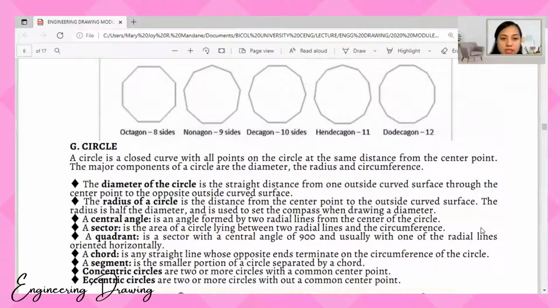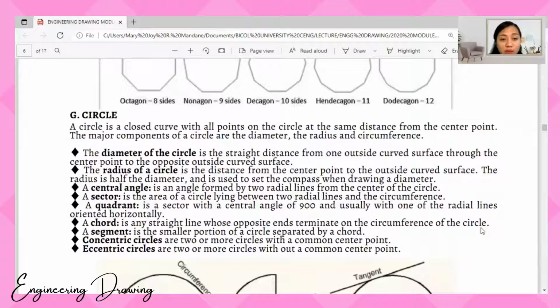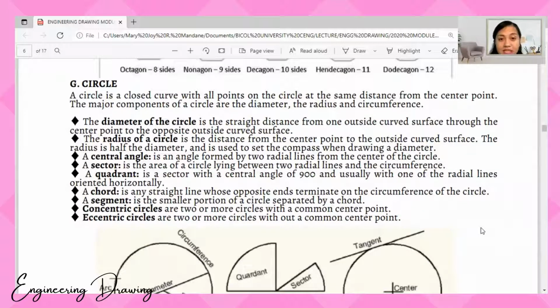Okay, for the circle, a circle is a closed curve with all points on the circle the same distance from the center point. The major components of the circle are the diameter, the radius and the circumference. So the diameter of the circle is the straight distance from the outside curve surface through the center point to the opposite outside curve surface. And the radius of a circle is the distance from the center point to the outside curve surface. Usually the radius is half of the diameter and is used to set the compass when drawing a circle.